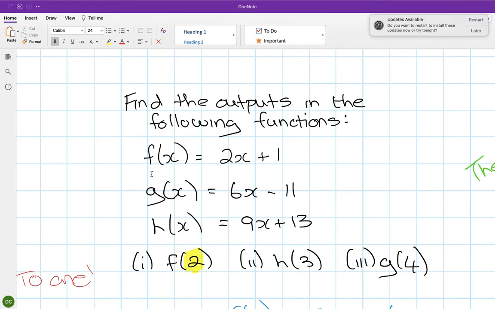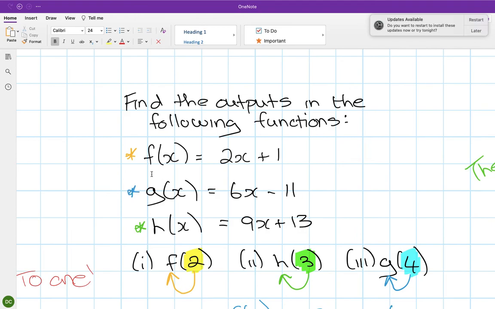So 2 is the input, and you're going to input it into the f function. So that's going to go into this function. The function you're going to use is 2x plus 1. And the number you're going to input is the number 2. Okay, the second one, the input number is 3, but this time you're going to input it into the h function. So it's going to go into this one, into the h function. And then the last one, the input number is 4, and you're going to input it into the g function, so it's going to go into this one.